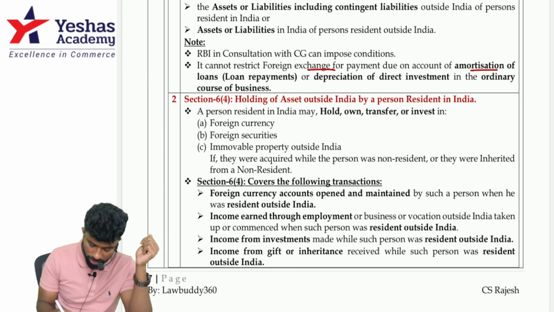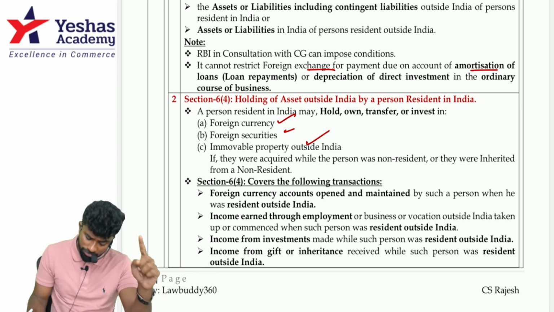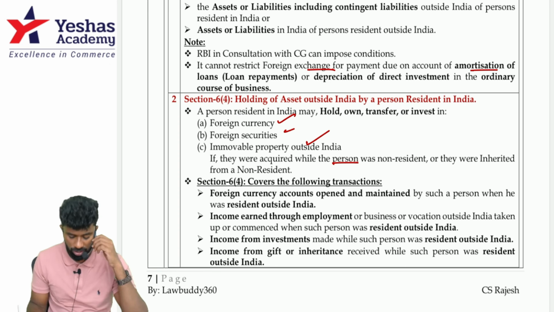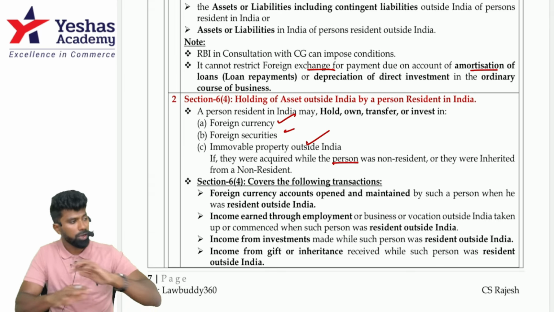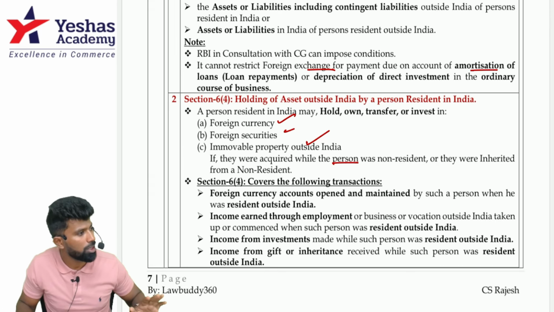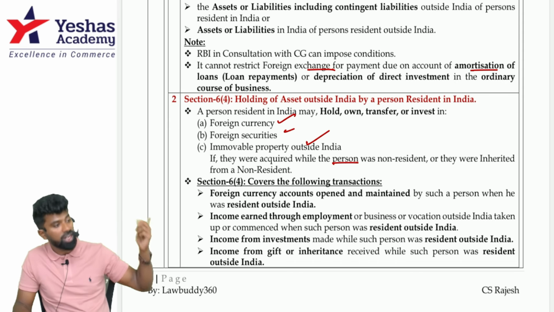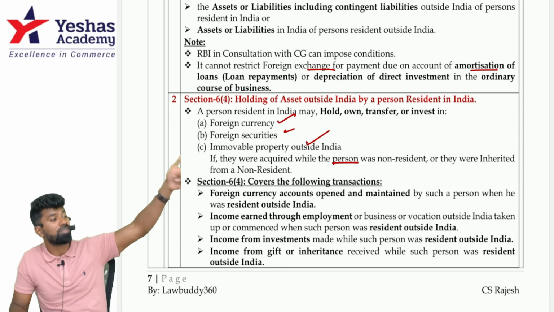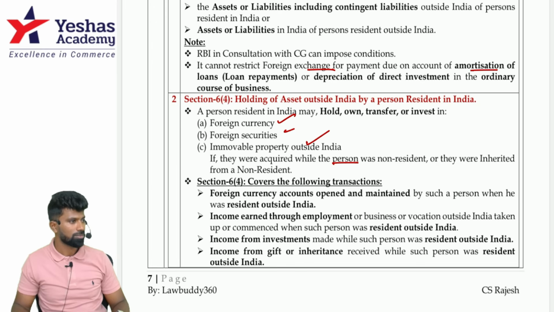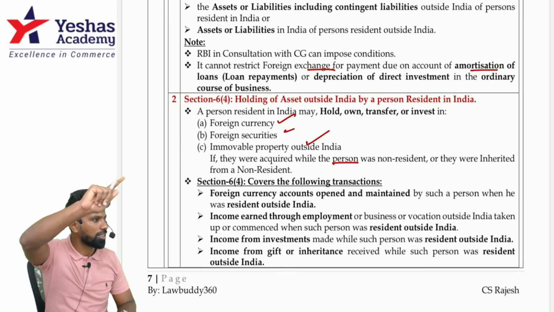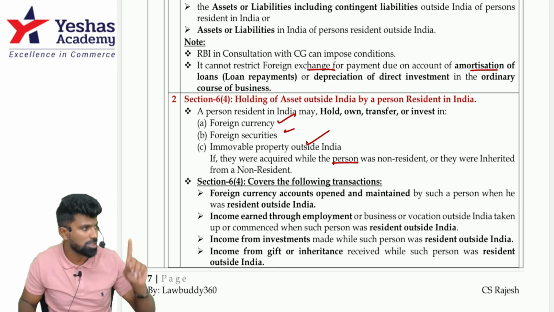Second one, foreign securities. Third one, immovable property. Where? If they were acquired while the person was what? Non-resident, or they were inherited from what? He can do it freely without anyone's approval if those assets or securities or the currency was acquired when he was outside India, or it was inherited from a person where? Resident outside India. I was abroad. I purchased some flat. Can I sell it? Yes. Do I need approval of RBI for that? No. Clear with this? This is the first transaction.